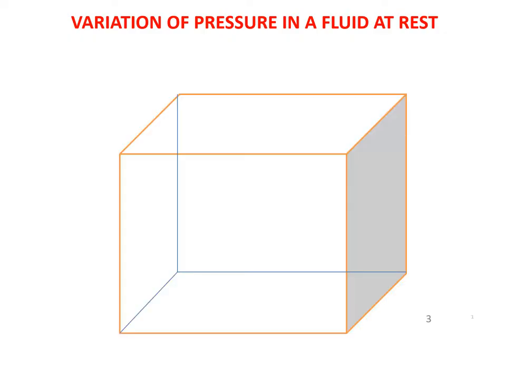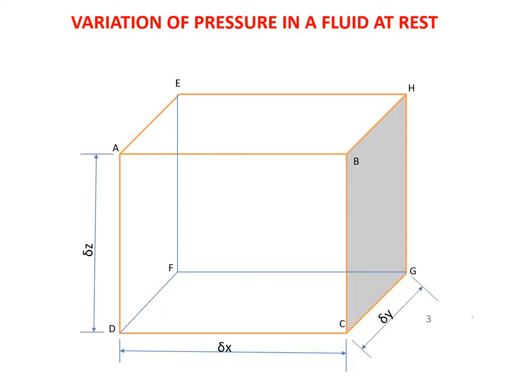So it is required to find out the variations of pressure in a fluid at rest. That is, we are going to derive the fundamental equation of fluid statics. For this, we have to consider a fluid element of length delta x, delta y, and delta z in the x, y, and z directions. The vertical direction is taken as z, so this is the x direction, this is the y direction. Similarly here delta x is in the x direction, delta y is in the y direction, and similarly in the vertical direction delta z.